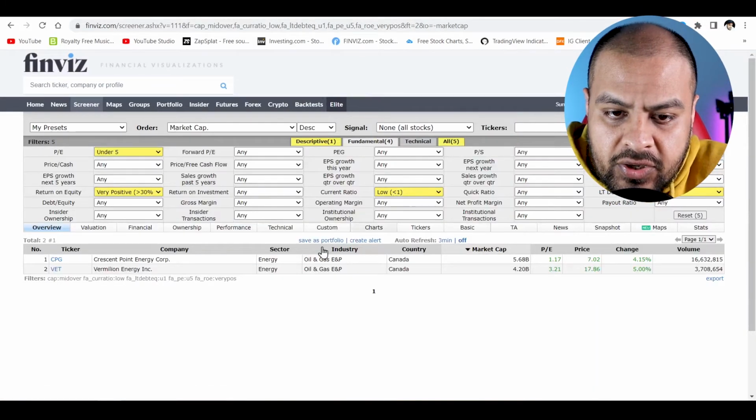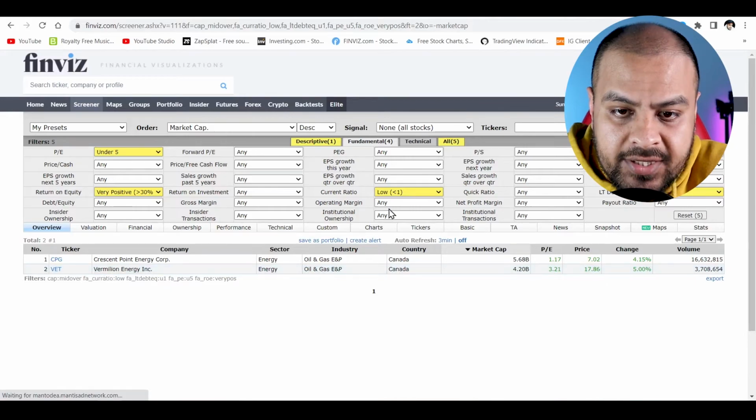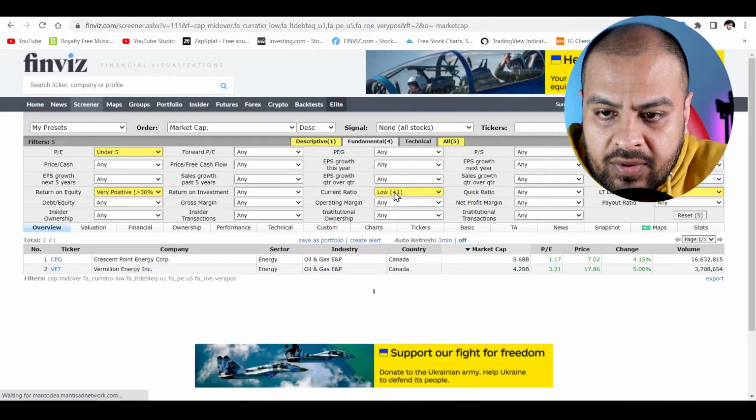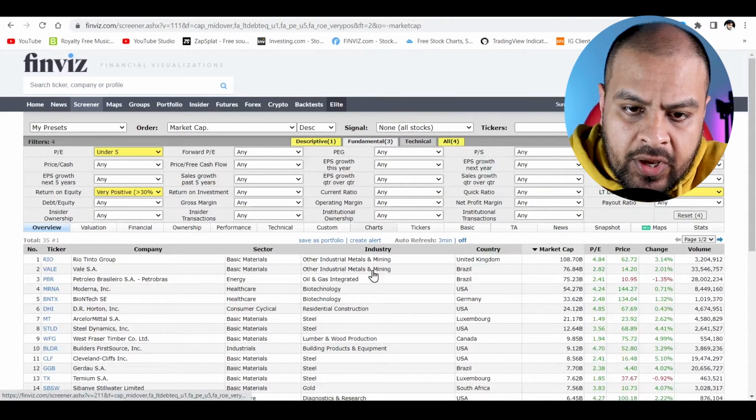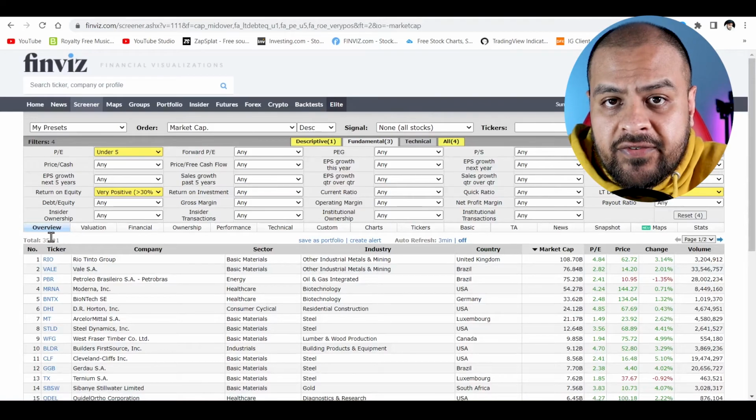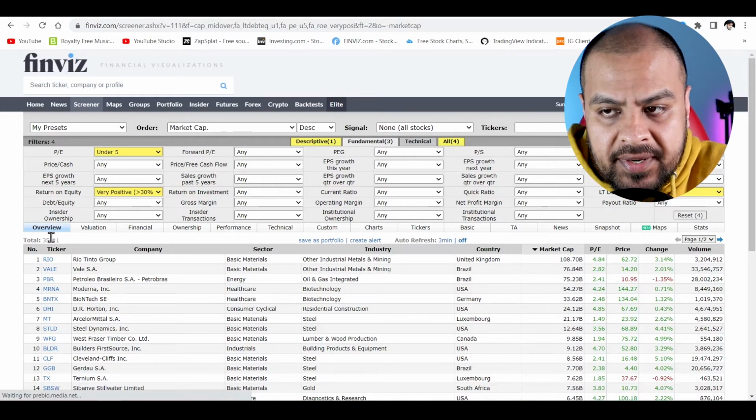So as you can see, it's only come up with 2 companies, the energy companies. Now I want more of an option, so I'm just going to leave this on any. Okay, so it gives us more options, 35 companies. Otherwise, we've really limited ourselves.